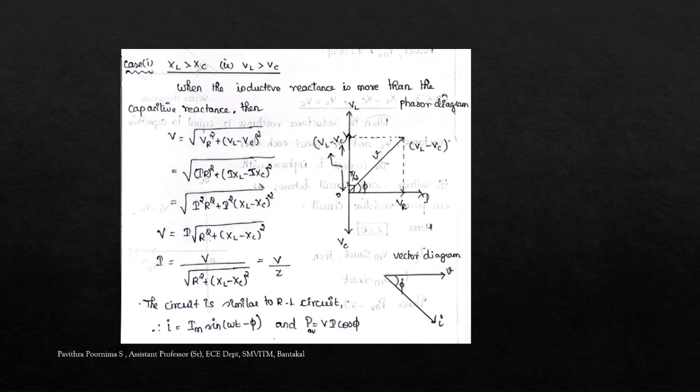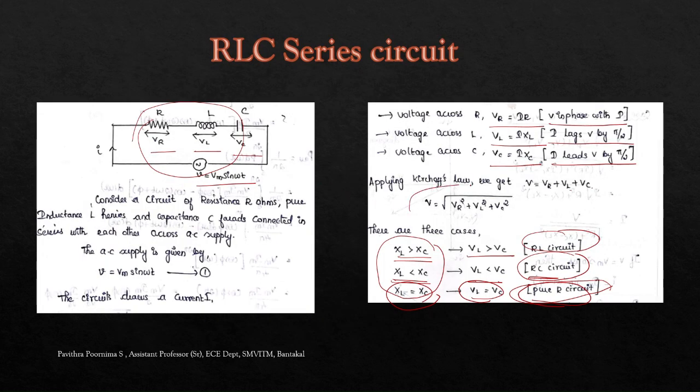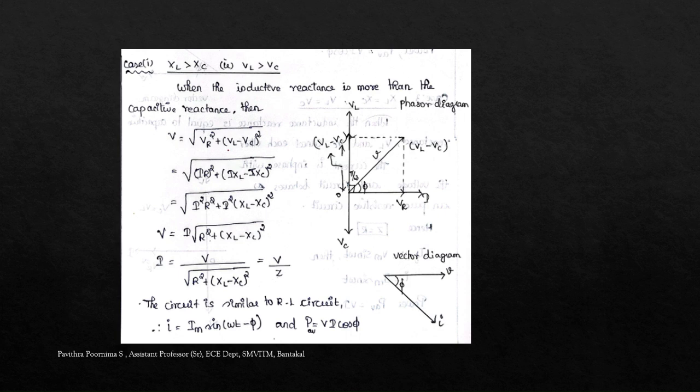In the first case, inductance is greater than capacitance, VL greater than VC. So we have the equation V equal to square root of VR square plus VL square plus VC square. Now VL is greater than VC, so we can write the same equation as VR the whole square plus VL minus VC the whole square. Substituting what VR, VL and VC are and simplifying, we get V equal to I square root of R square plus XL minus XC the whole square. So what is this? It's nothing but the impedance.